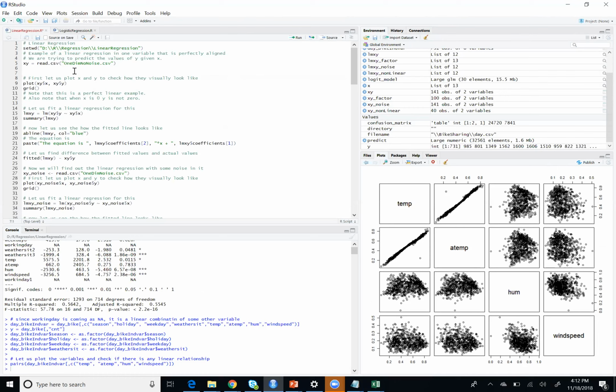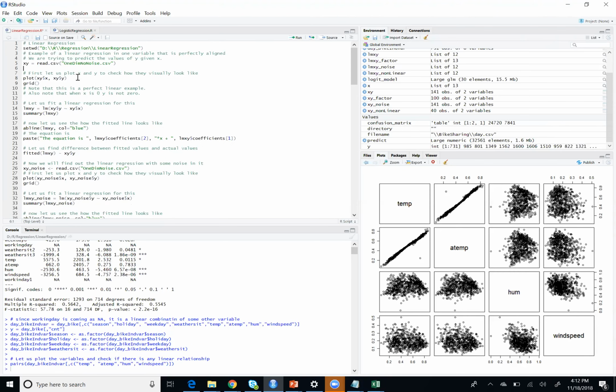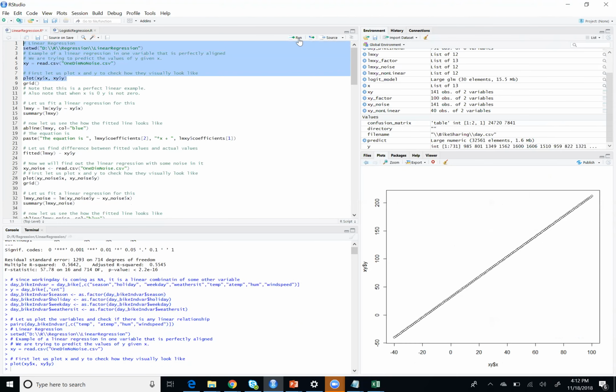So to do a linear fit, we first need to load the data from the CSV, and it's stored in this variable XY. In XY, if you type dollar, it'll give you the prompt. Dollar is how you access each column. In Python, we use square braces and put the name, but in R you use dollar to access each column. So this is the data. I just did a plot, and if I run this, it's basically just linear data.